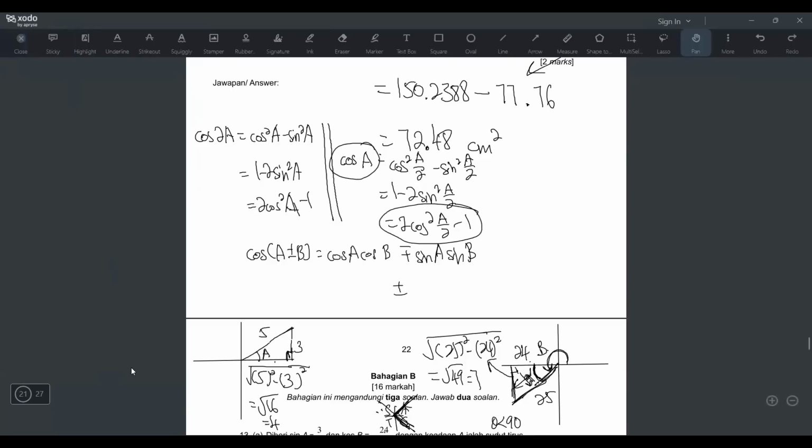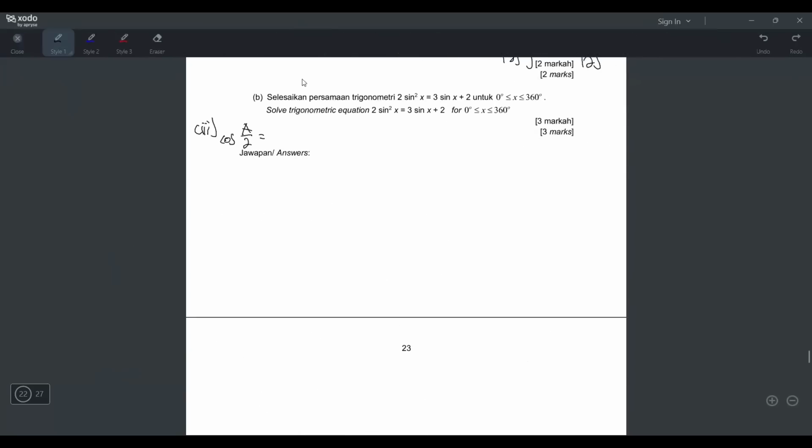Okay, let me write down this formula first. Cos A equals 2 cos square A over 2 minus 1, right? Okay, don't forget this is the final answer. This is what they want to find. So how to find cos A over 2? You can pindah. First, you pindah the minus 1 become plus 1. And then times 2 pindah jadi over 2.